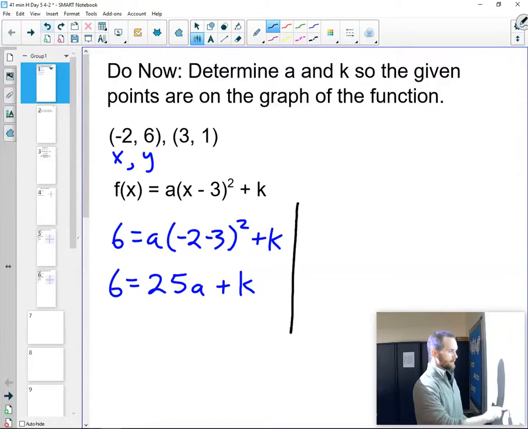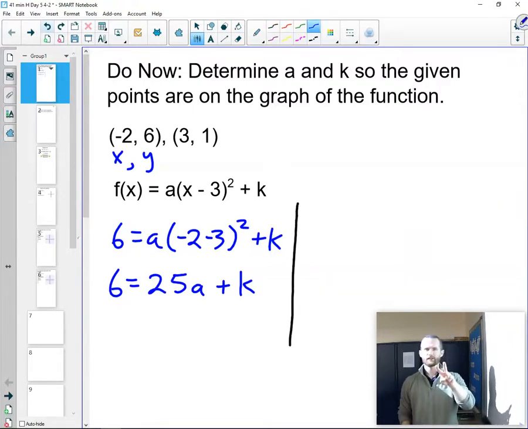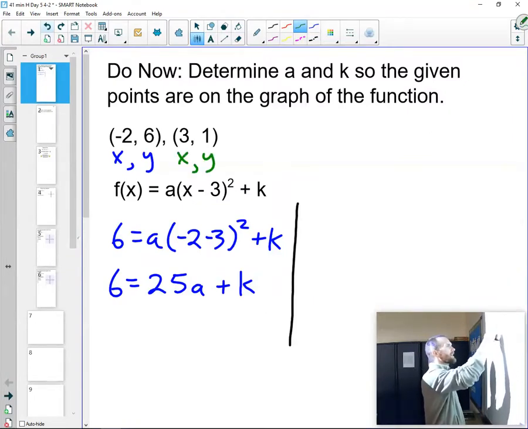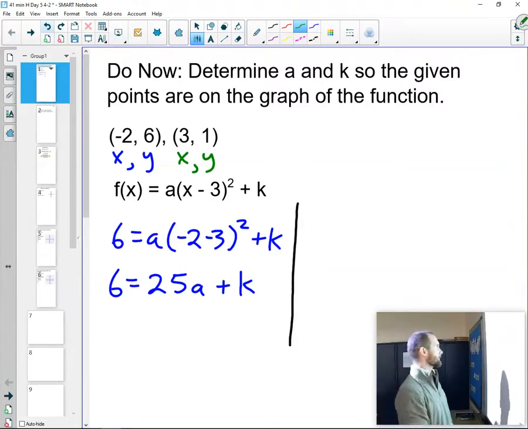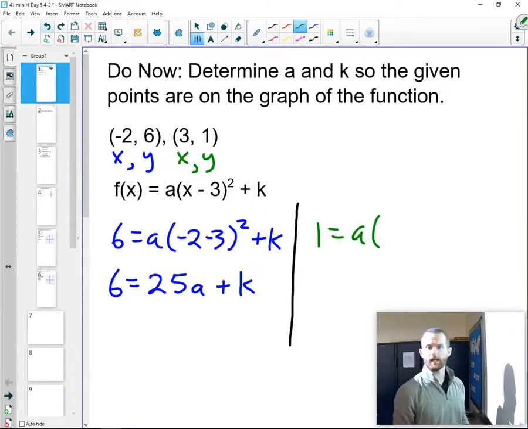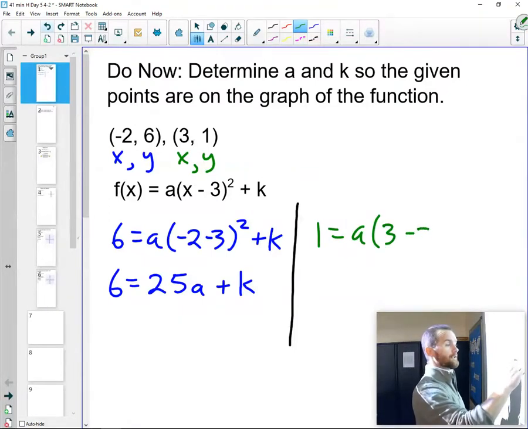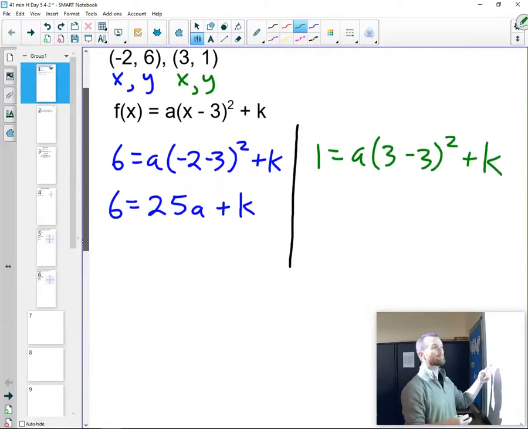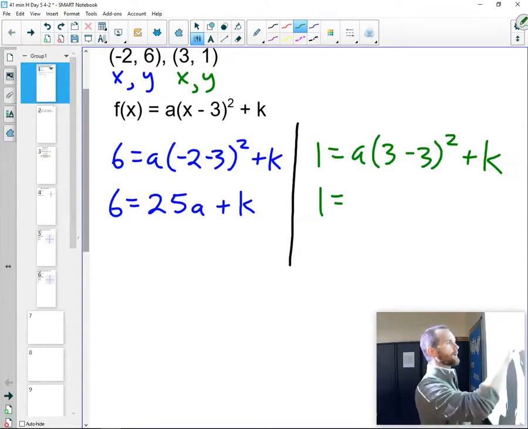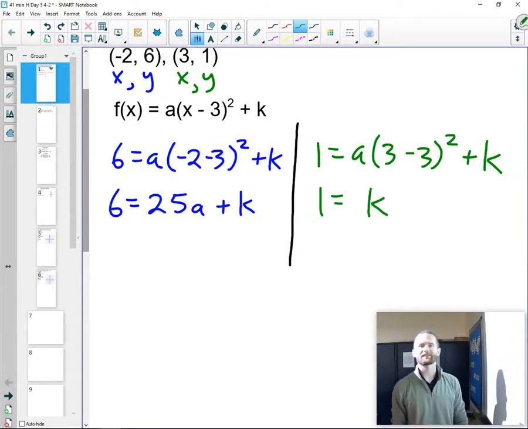But whenever we have two variables, that just means we need two equations, or that's one way to get around that problem. And look at this, we've got another ordered pair. We've got another x and y we can plug in. So let's plug it in and see what happens. This becomes 1 equals a times x is 3, so it's 3 minus 3 squared plus k. Now we just do a little simplifying. We get 1 equals 3 minus 3 is 0, and 0 squared is still 0, so a times 0 actually goes away. So we're just left with k. That's going to make our lives a lot easier here.